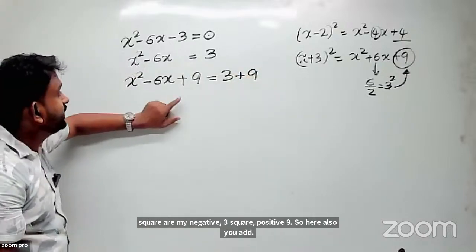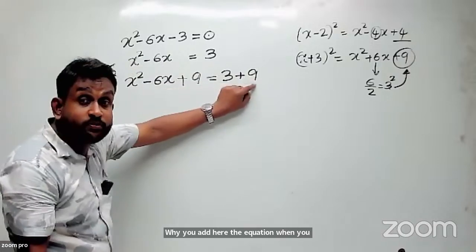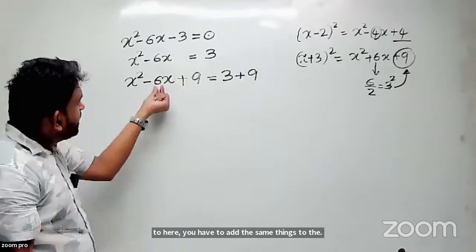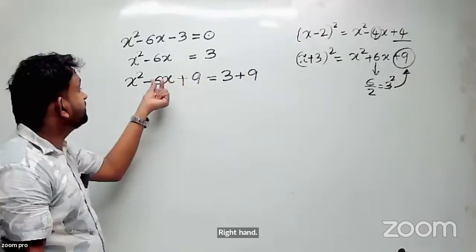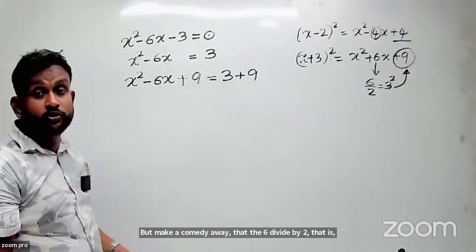Why do you add? Here in the equation, when you add anything to one side, you have to add the same thing to the right hand side. 6 divided by 2, that is 3. 3 square you added to both sides.